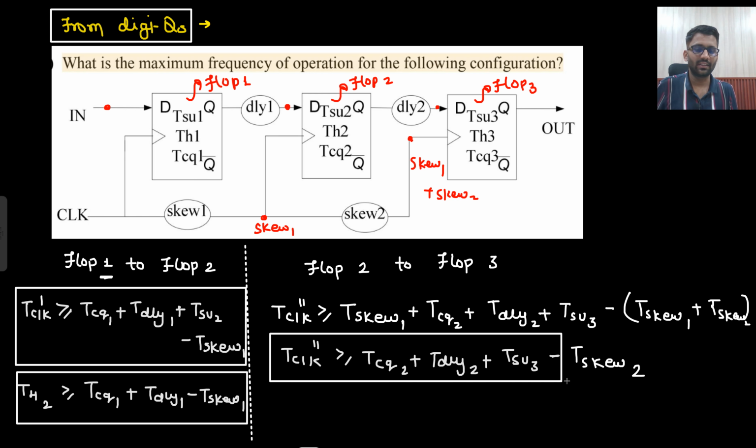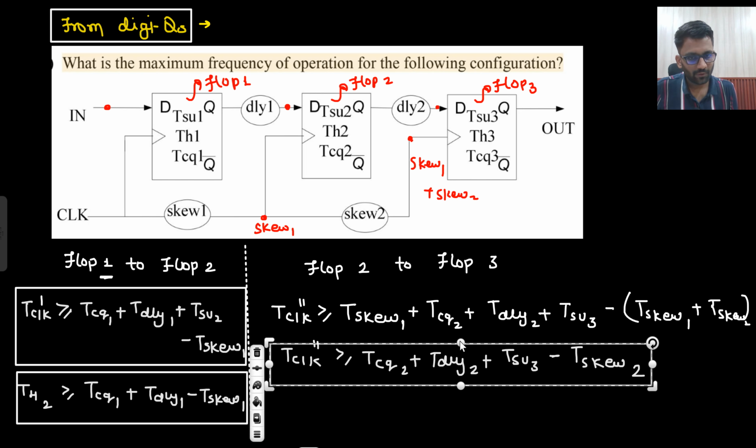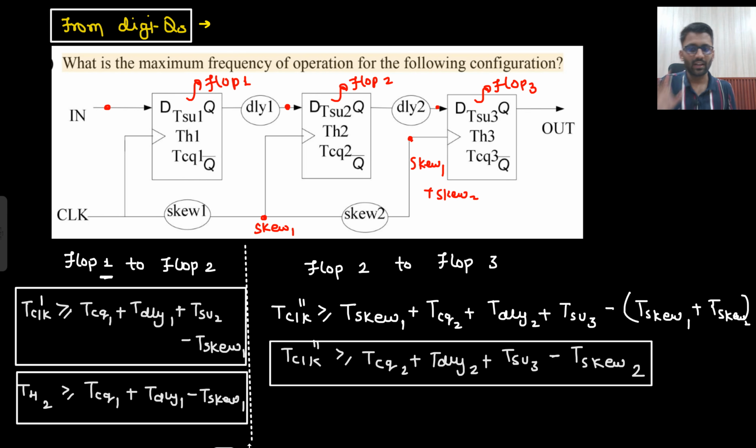So this was the interesting thing. We can move with the flops, but we need to take care how we will be moving. Again, I am repeating. From here to here I will go. I will see if there is any delay. No delay. T CQ2, T DLY. Then I will ask for the setup, and then I will subtract this skew.